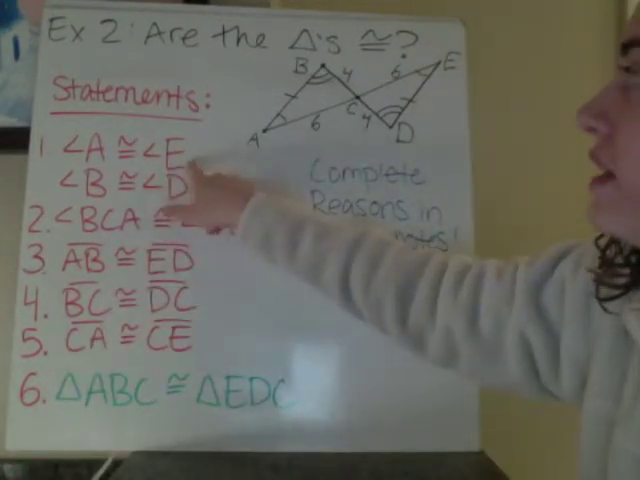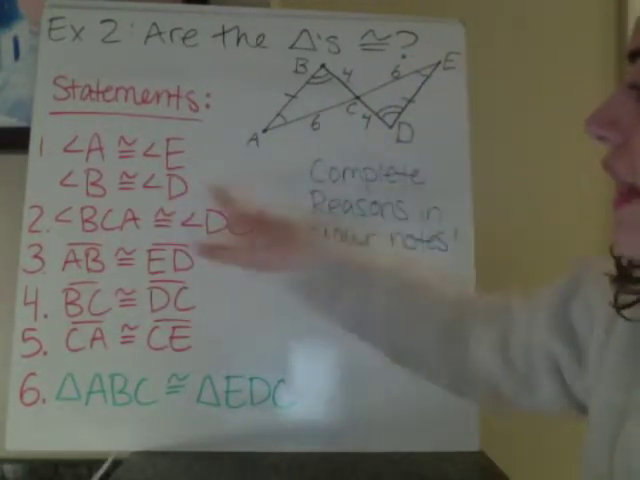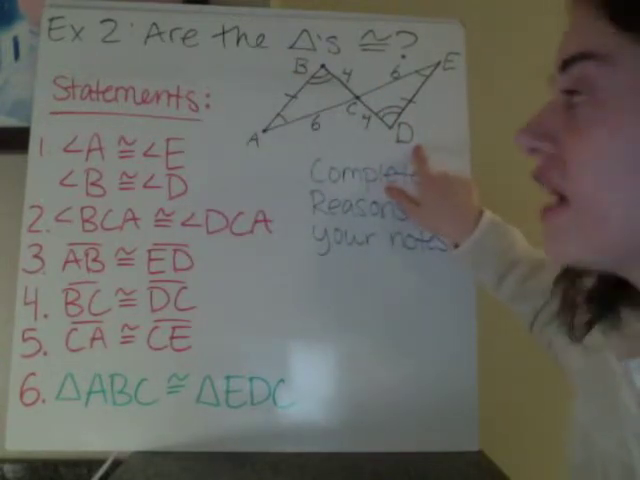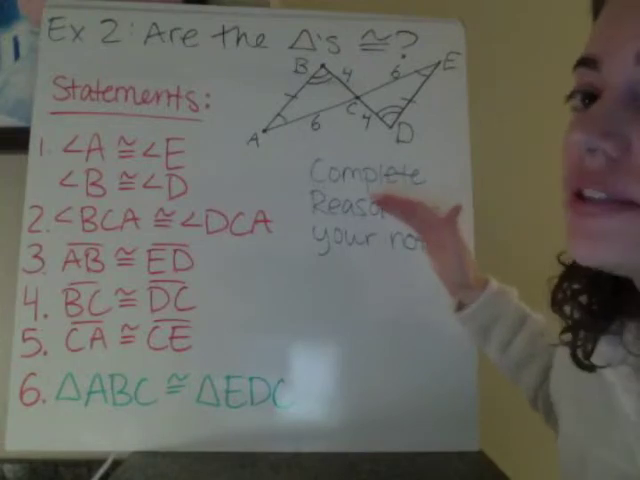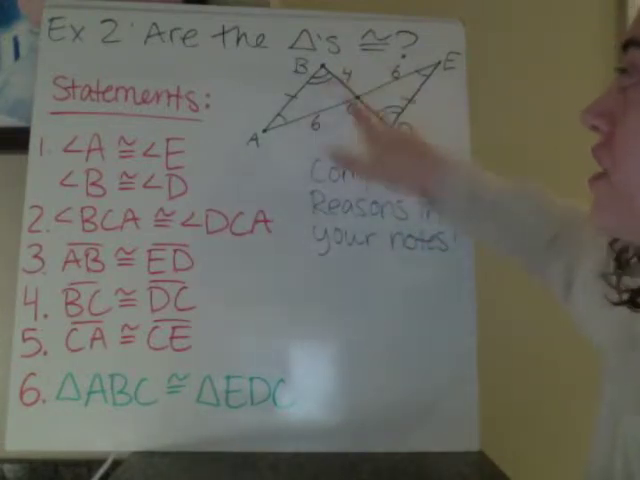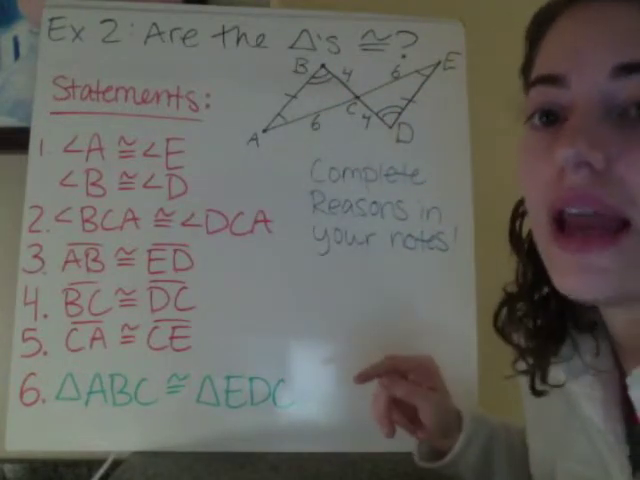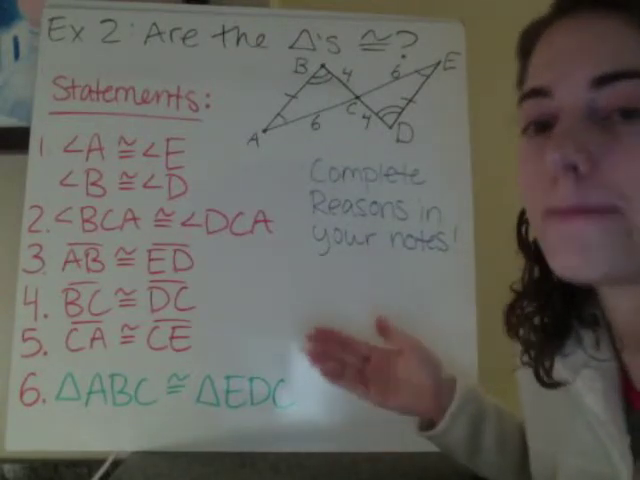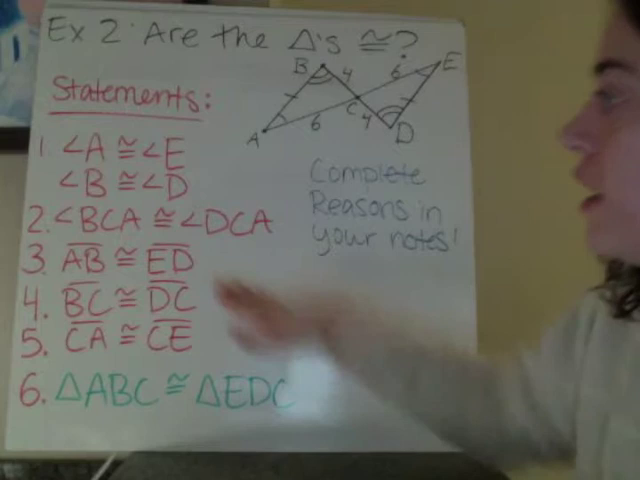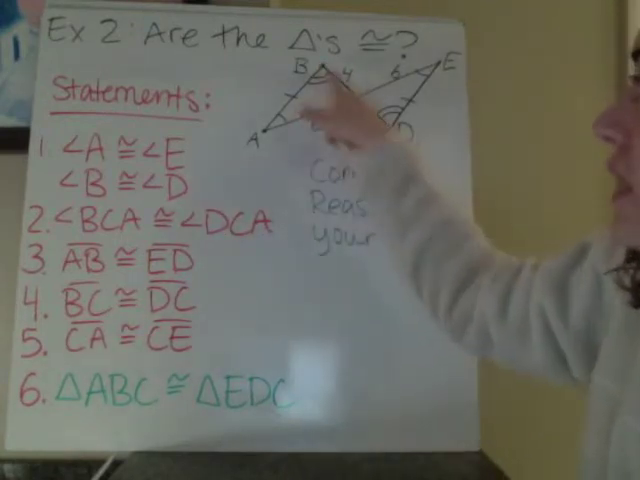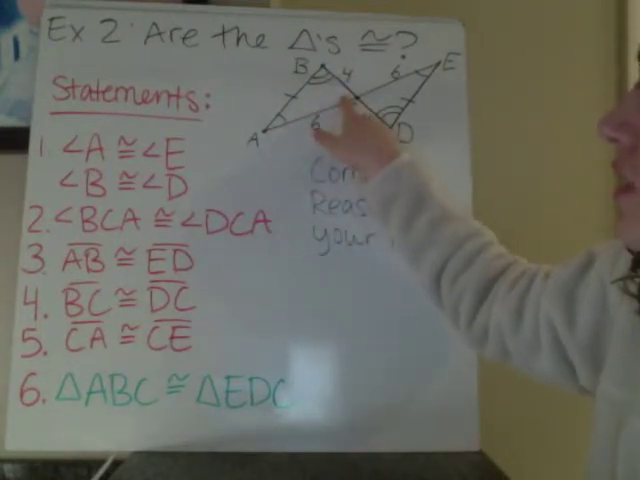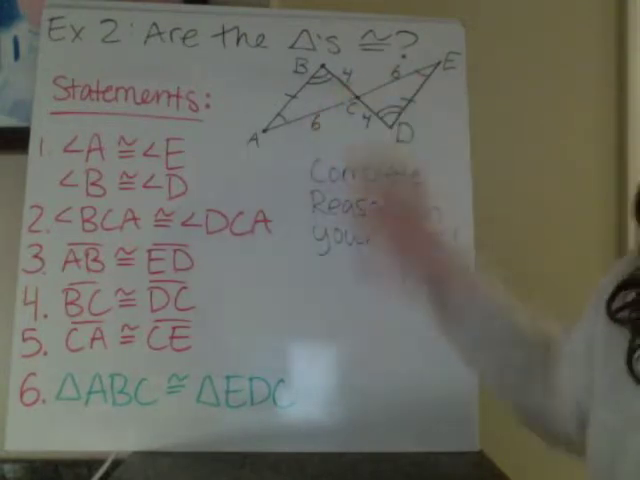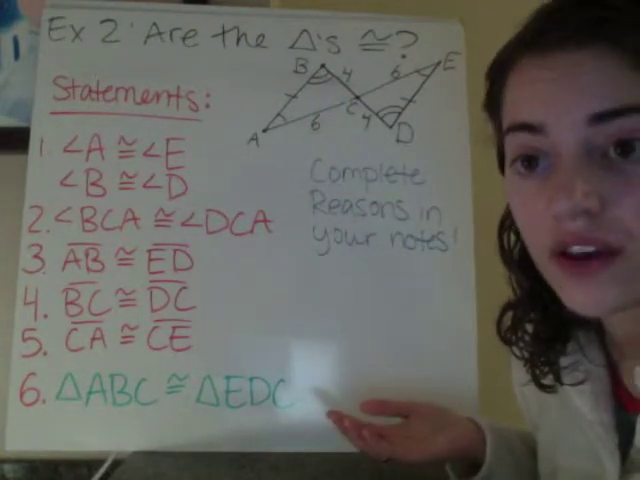I have that angle A is congruent to angle E, and that angle B is congruent to angle D. I know this because that's given based on the arcs inside. B and D both have 2 arcs, and A and E both have 1. So again, the reason for that is given based on the arcs. Statement 2, angle BCA is congruent to angle DCE. These 2 angles are congruent because they're vertical angles.